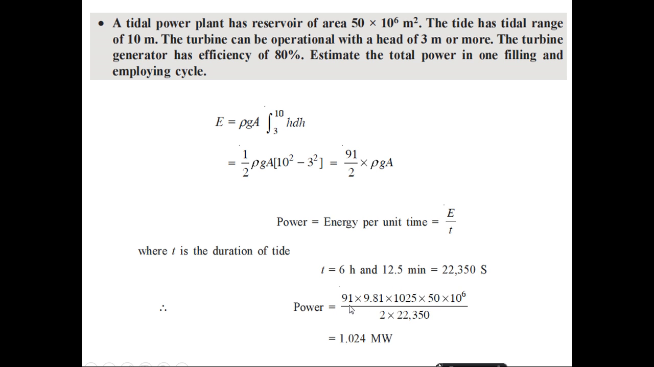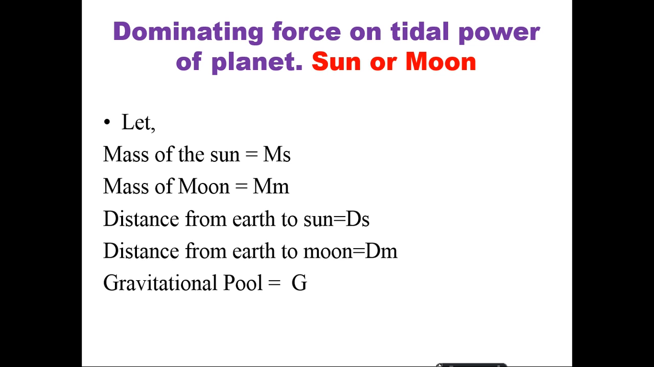So the equation will be: power, E is 91 by 2, rho is the density of the water, we are considering g as 9.81, and area A is 50 × 10^6, as given. Rho is usually 1000, but for saline water it is more than 1000. So the power production is approximately 1 megawatt during this filling time, and we can harness the power from the tide and feed it to the nearest substation.